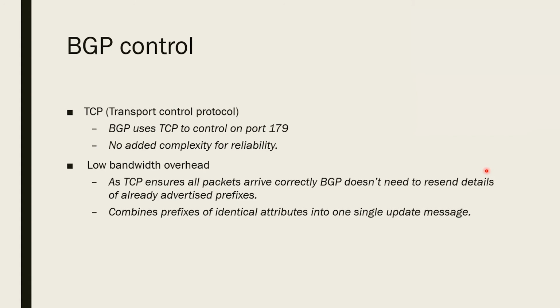So very quickly, BGP control. How do we actually control the protocol? Well, BGP is based on TCP. It uses port 179 to control using TCP. And so BGP works at effectively layer 5, layer 4 being TCP, layer 3 being IP. The reason why it uses TCP is to ensure that there's no added complexity for reliability built into the protocol.